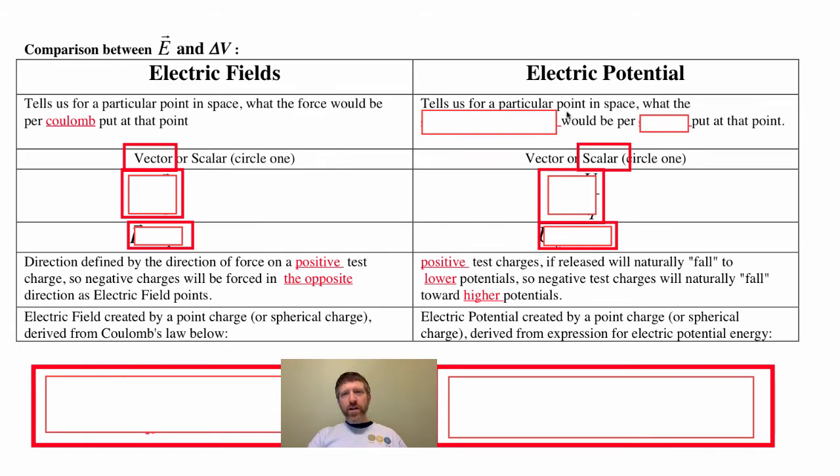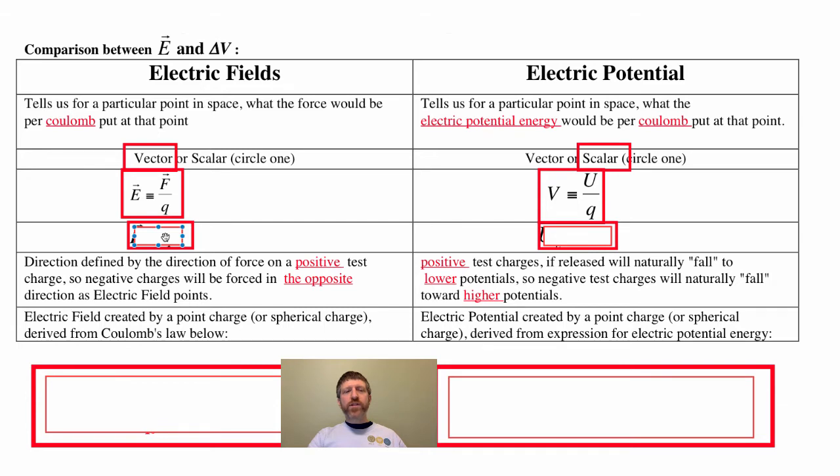Whereas electric potential tells us, for that particular point in space, what the electric potential energy would be per coulomb put at that point. Electric fields are vectors. Electric potential is a scalar. The equation for electric fields: E is defined as the force per unit charge. Notice the vector signs. Whereas for electric potential, V, is defined as U over charge. Volt, U over charge. Remember the mnemonic. So notice no vector signs here, which makes electric potential a lot easier to work with.